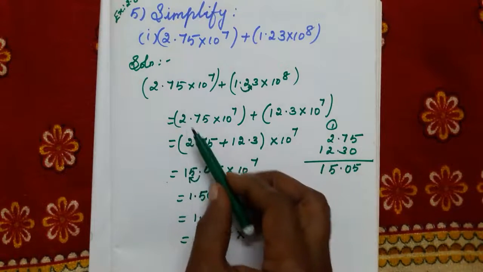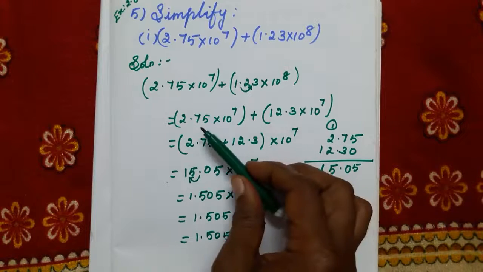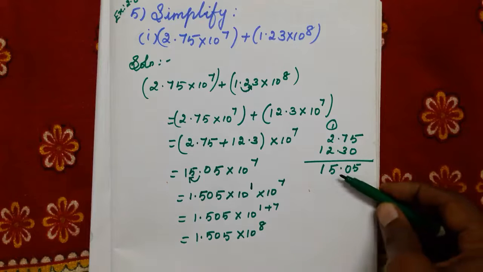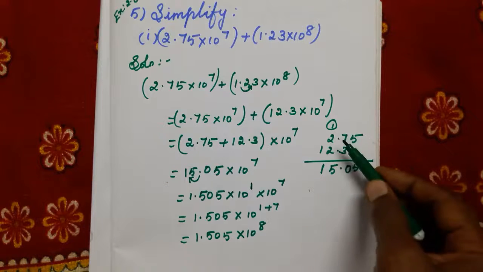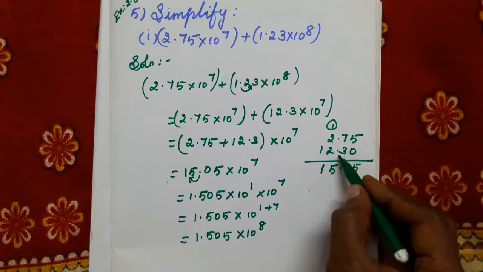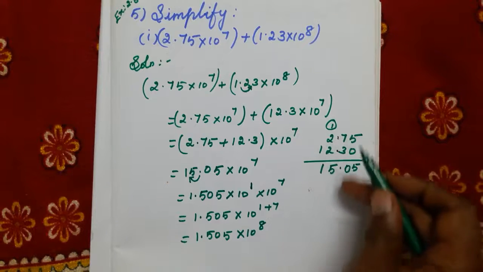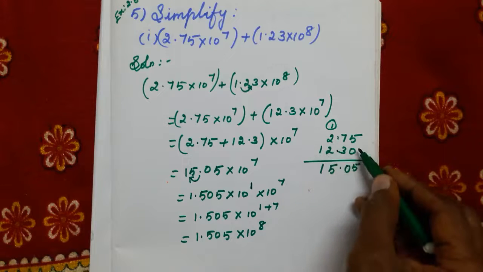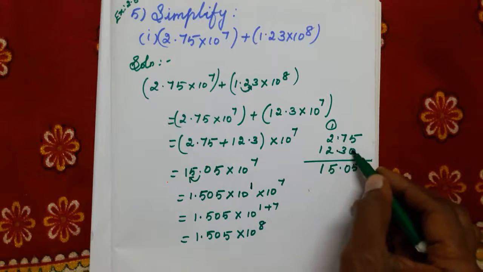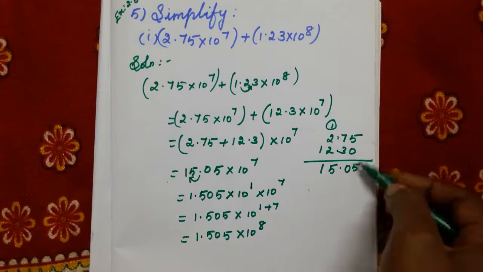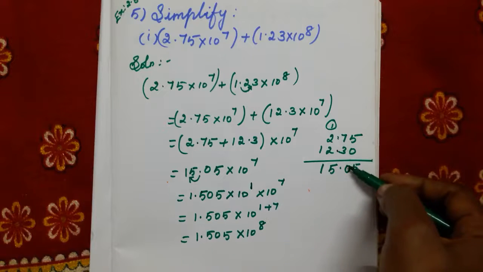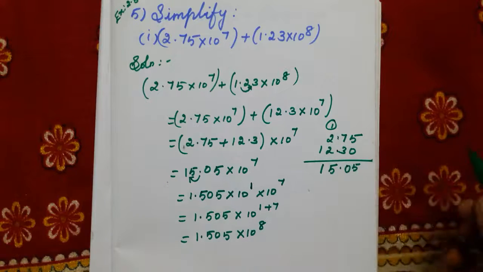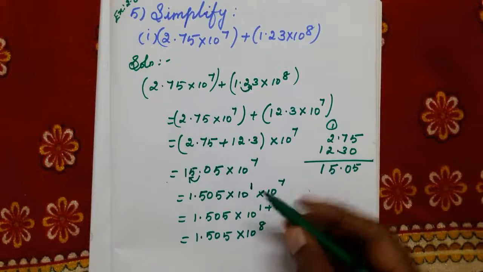So now the number is 2.75 plus 12.3 into 10 power 7. When we are adding, we have to add like this only, points should be one below the other. So 2.75, 12.3, here 12.30, 0 also included. So 5, here 7 plus 3, 10, 1 carry, 2, 2, 4, 5. 15.05 into 10 power 7.